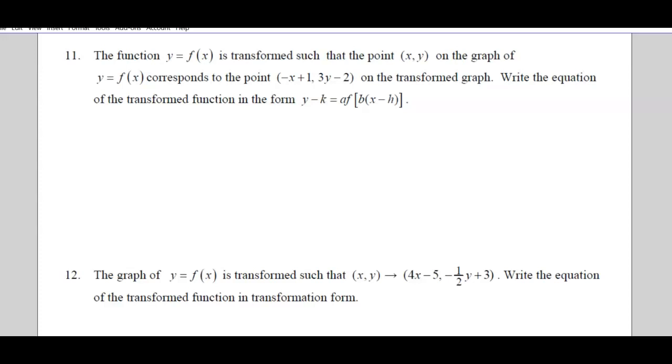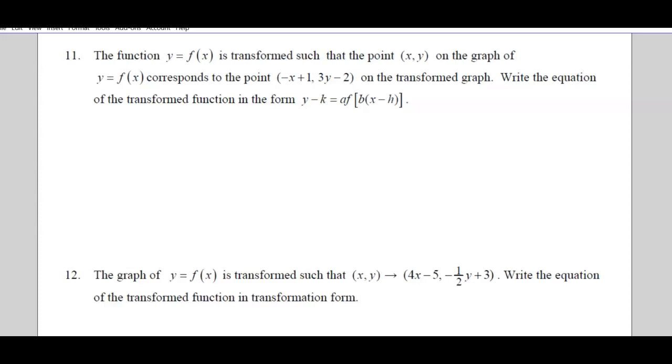Okay, so it says the function y equals f of x is transformed such that the point xy corresponds to that point. Negative x plus 1, 3y minus 2 in the transformed graph. Write the equation of the transformed function in that form. So it's not really in a form that has a name, right? Because if it was in transformation form, that a would be 1 over a on the left. Okay, so it's in a slightly different form.